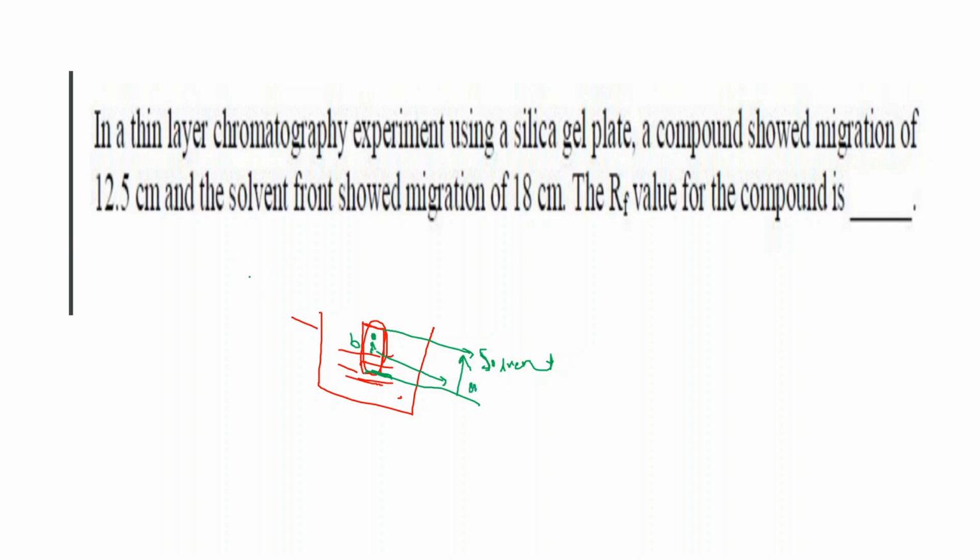The A has been given as 18 centimeter, because the solvent front showed the migration of 18 centimeter. So solvent has traveled 18 centimeter and molecule has traveled 12.5 centimeter. So what you have to do is RF factor equals 12.5 divided by 18 centimeter. When you divide it, how much will you get? 12.5 divided by 18, so it will come around 0.69, which will be the correct answer.